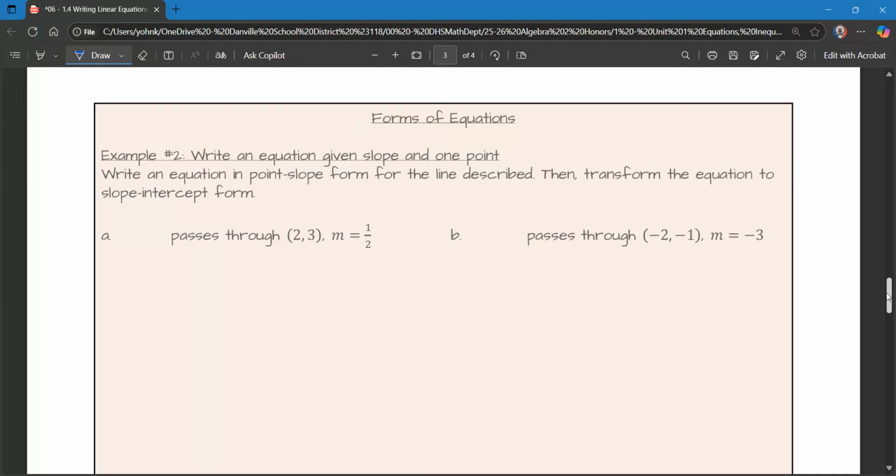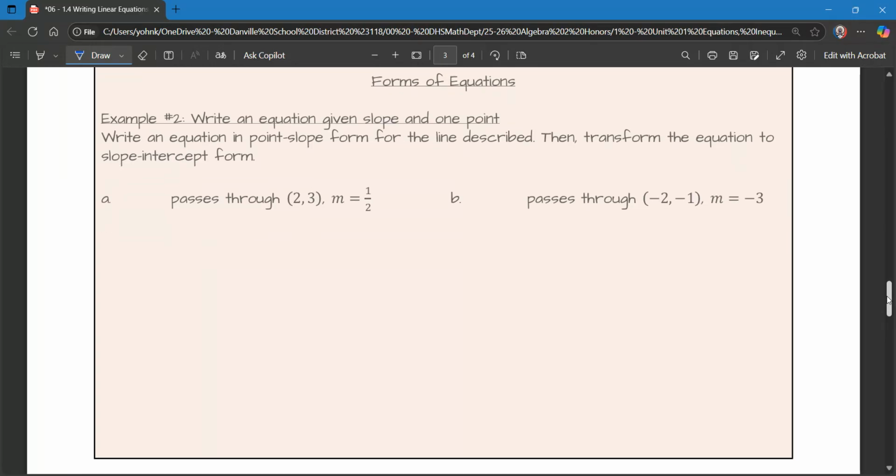So in these, we want to write an equation in point-slope form for the line described and then transform the equation into slope-intercept form. So passes through (2, 3), and the slope is 1/2. So this is like our x and our y. So remember, your point-slope form is y minus y1 equals m times the quantity x minus x1. Put that at the top here. So this is really x1, y1 when we're using the point-slope form. You're going to always leave the regular x and y alone.